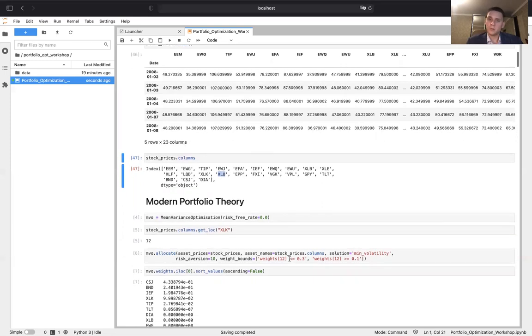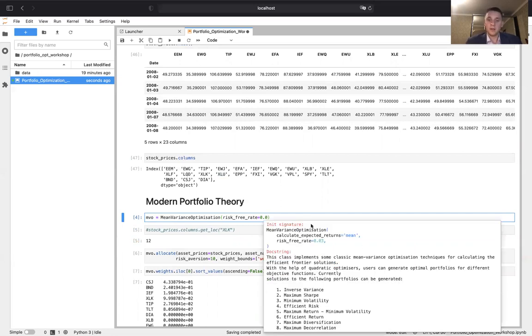So let's start with modern portfolio theory and mean variance optimization. What we will do is initialize the mean variance optimization object. And as you can see here, we use the default value for calculating expected returns, using the mean value, and the risk-free rate of 0%.